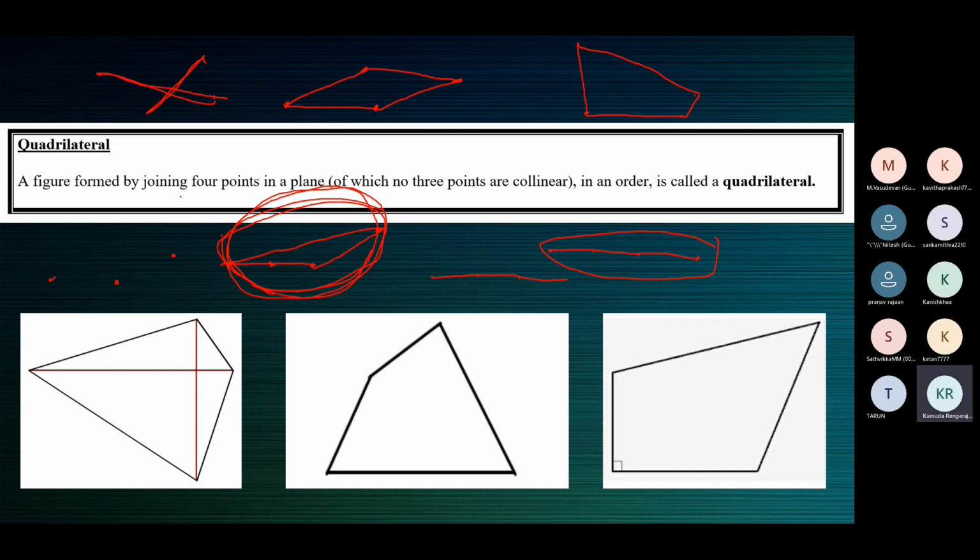Okay, so a figure formed by joining 4 points in a plane, of which no 3 points are collinear, in an order. Joining the points in an order is called a quadrilateral. This definition I have given so that we understand that of the 4 points, no 3 points must be collinear. But we already know the definition of a quadrilateral. A quadrilateral is a polygon bounded by 4 line segments. We know that, 8th standard.